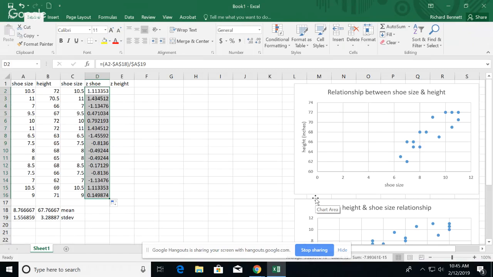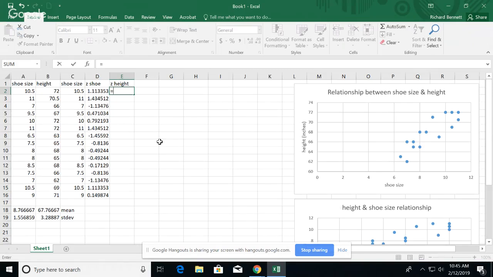Riley, can you help me do the same thing with the height? Take the 72, and then subtract the mean, which is 67, and then you divide it by this 3.2, which is the standard deviation. Is that it? F4 on the mean as well as the standard deviation, on both of those. Okay, is that it? And then you put parentheses on the numerator. Okay.